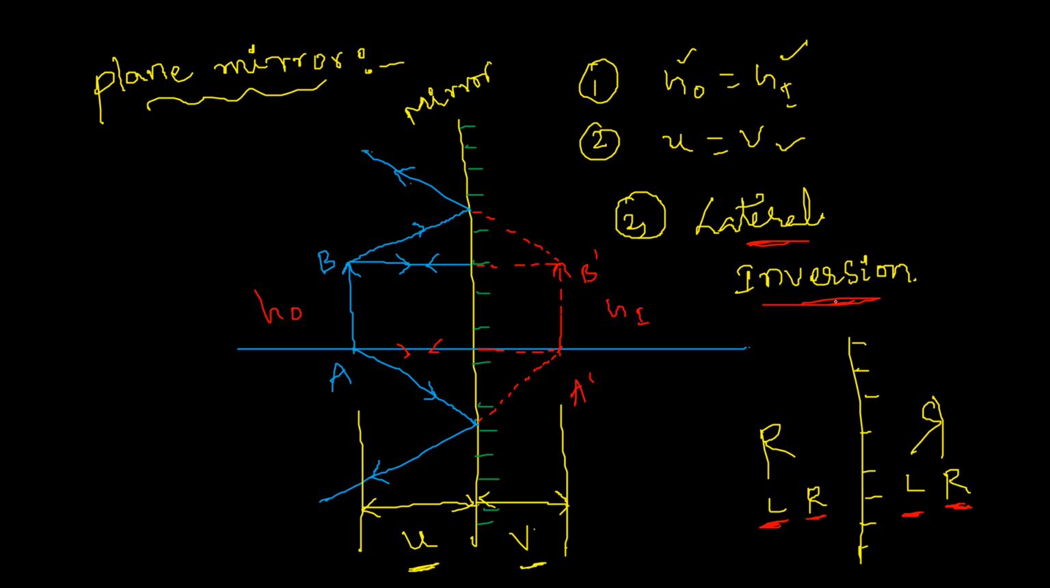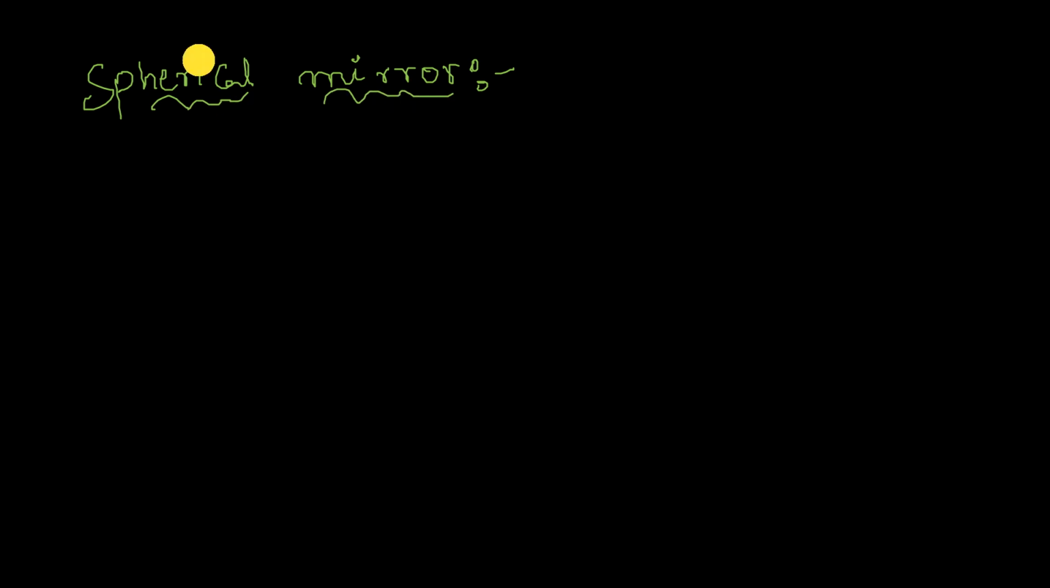So that is about the plane mirror and the nature of the image formed in the plane mirror. Next we'll talk about the spherical mirror. Spherical mirror means a mirror which is in the form of a curved shape. So here is the term spherical mirror.